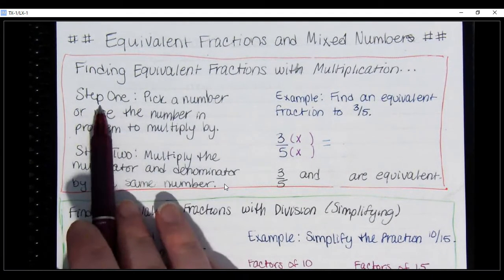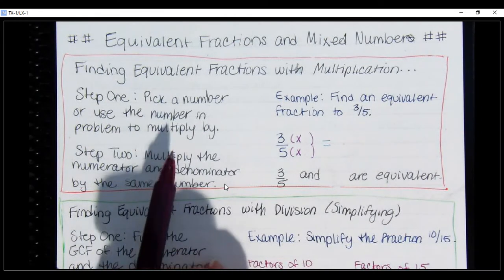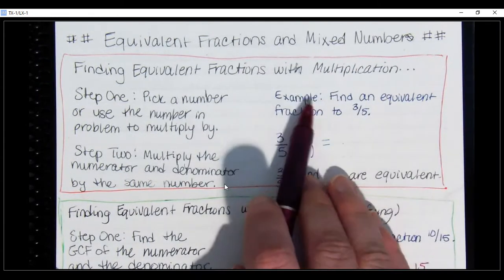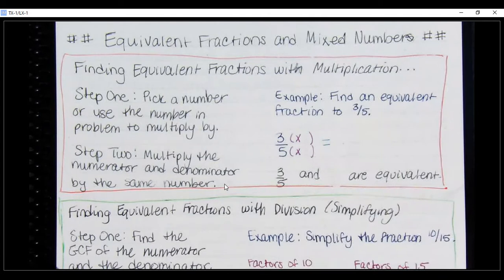One way to do this is to first pick a number, or use a number in the problem, to multiply by. It really depends on what the question is asking you. This example is asking you to find an equivalent fraction to 3/5. There's no number in it, so that just means I can pick whatever number I would like. If I pick the number 1, nothing's really going to change. So I'm going to try picking a different number. How about the number 2?